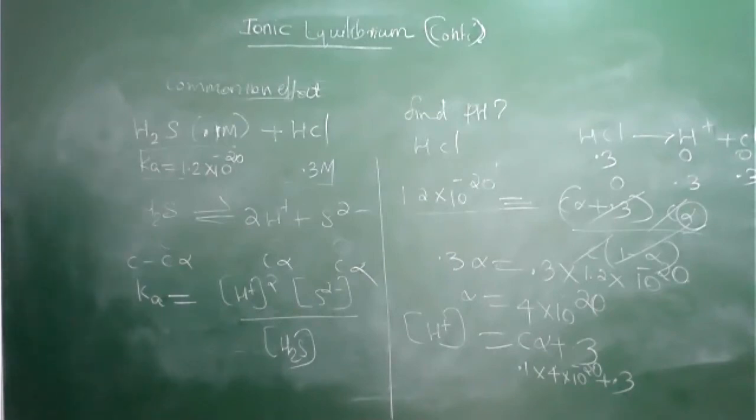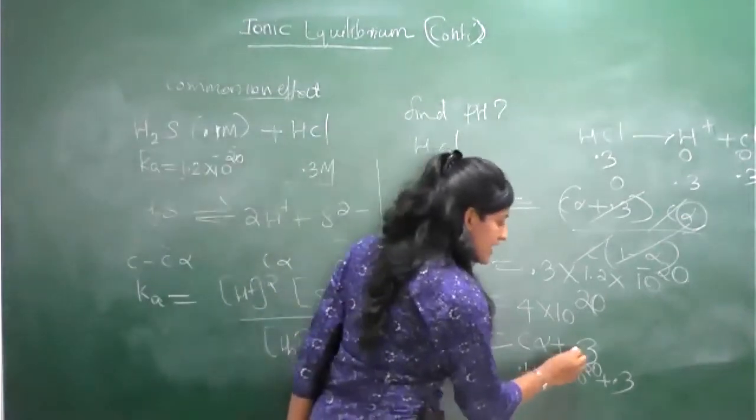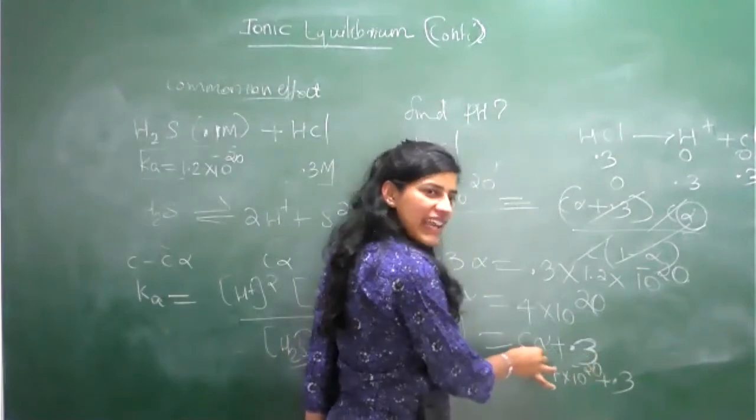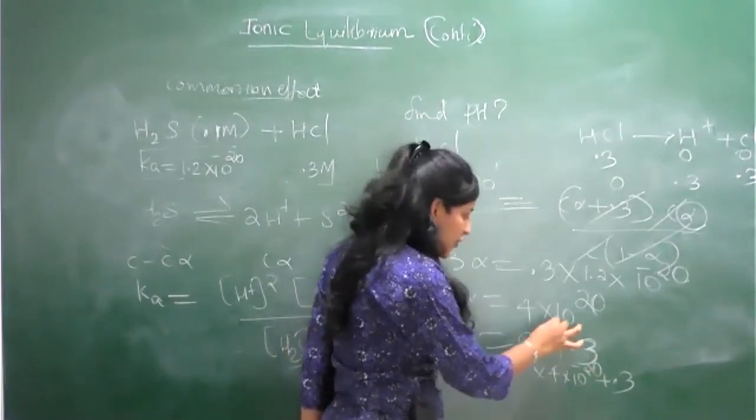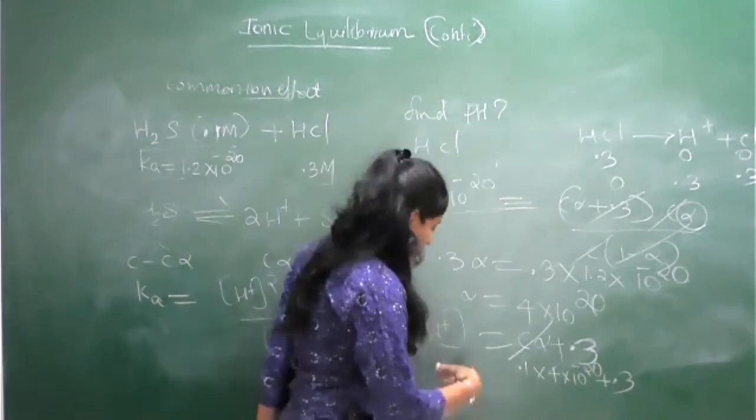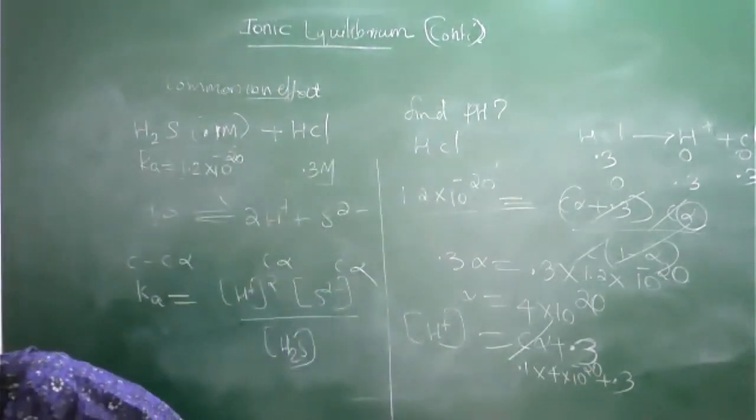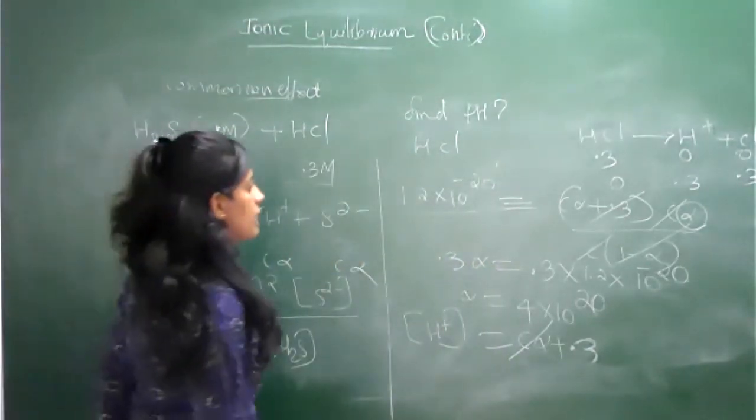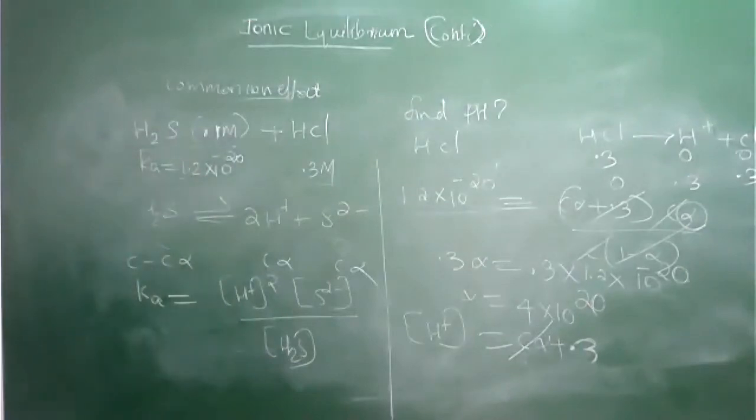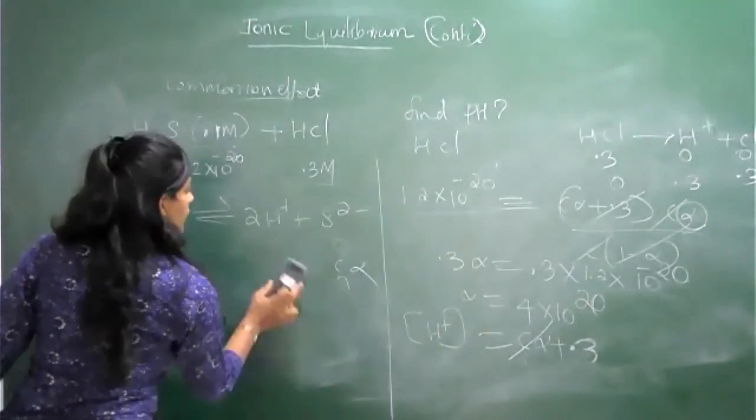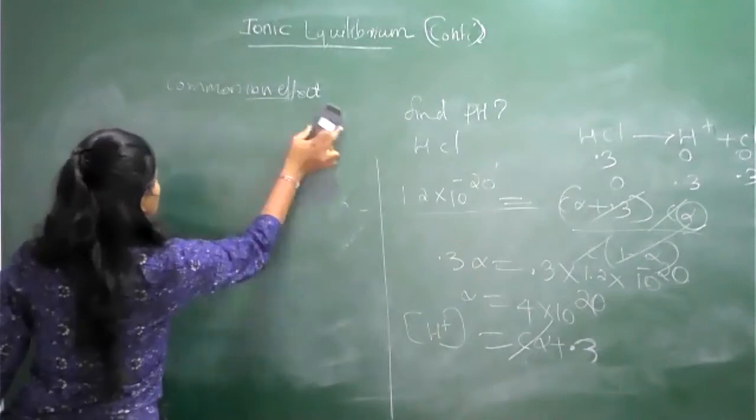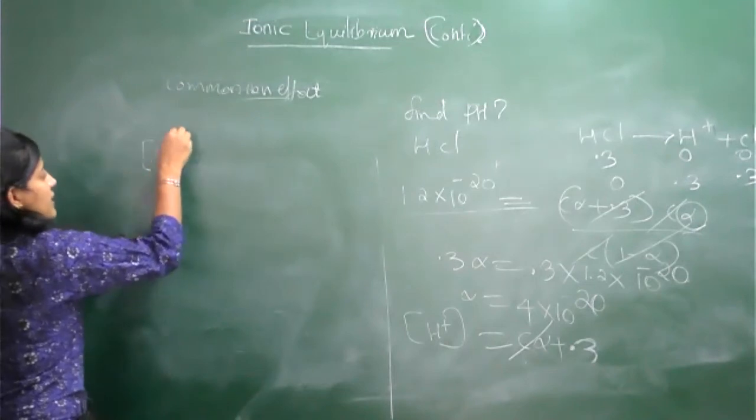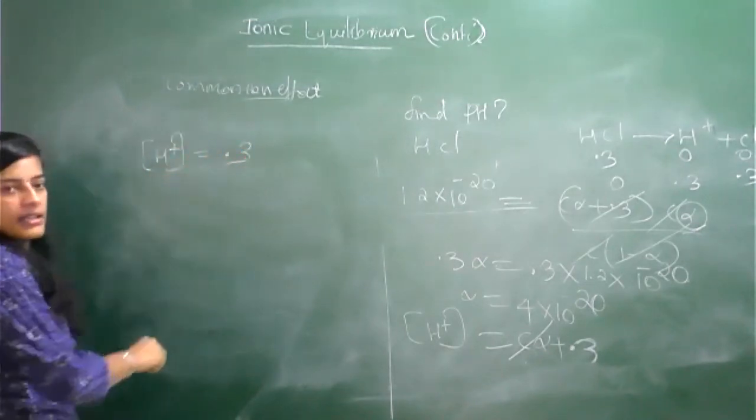One more thing, students. If we compare, this is 0.3 around. So if we compare this one, can we cancel the alpha term? So we can easily cut down C alpha. So we will get what? 0.3. Neglecting C alpha, the H plus ion concentration is equal to 0.3.